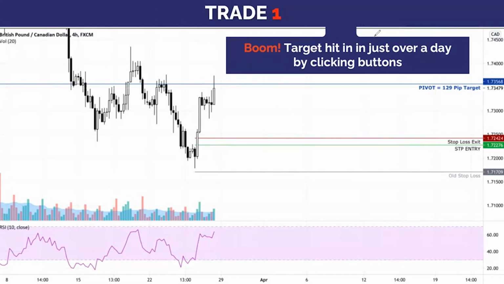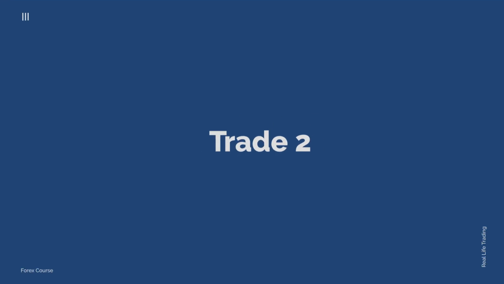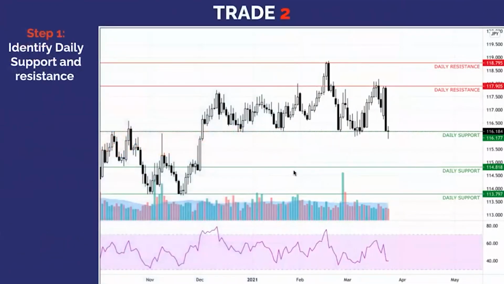Perfect. So let's just go through a couple more real-life examples. Trade 2, bear with me. So again, back on the daily chart, on the wider time frames, we're just setting up our support and resistance. I'd like to reiterate again, arbitrary numbers, just where you feel comfortable, where you can see that the price clearly stops moving. So that's how I've got mine.